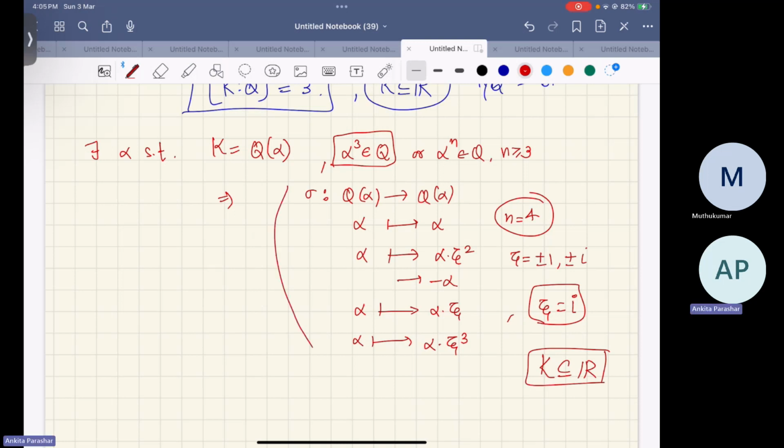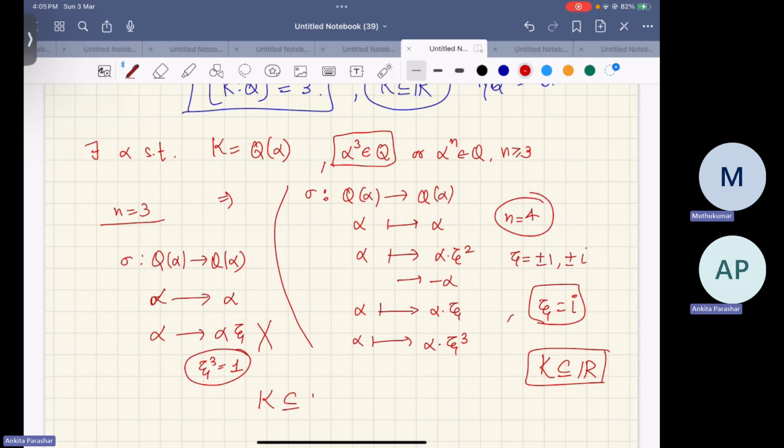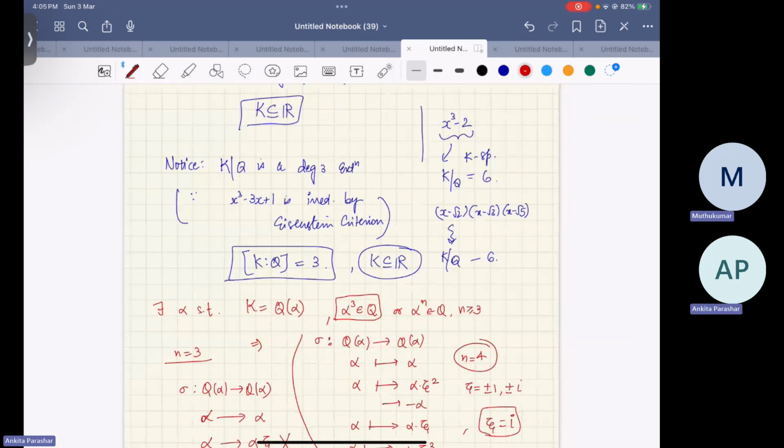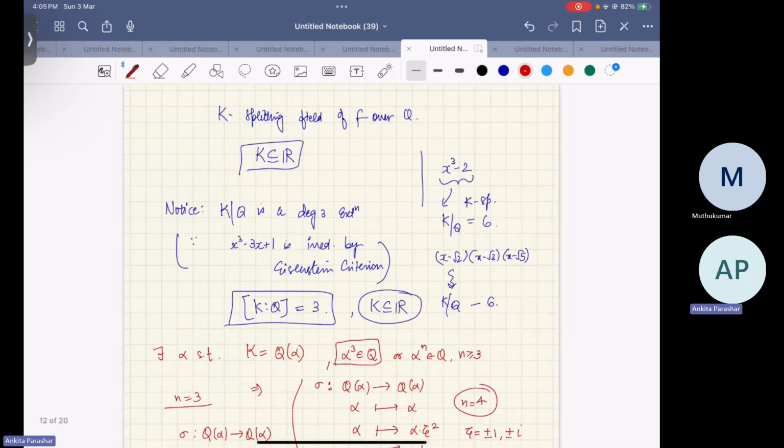Same thing if you have, let's say, n equal to 3 and suppose you want to map Q(alpha) to Q(alpha). Then alpha either goes to alpha or it has to go to alpha zeta, where zeta cube is 1. Again, it's not possible. Why? Because your K is real. So in all these situations, it's all about knowing whether your extension is a real extension or not and what is the degree of your extension.